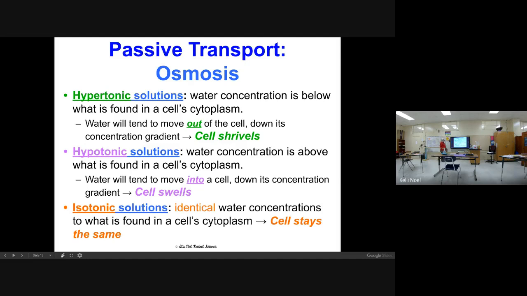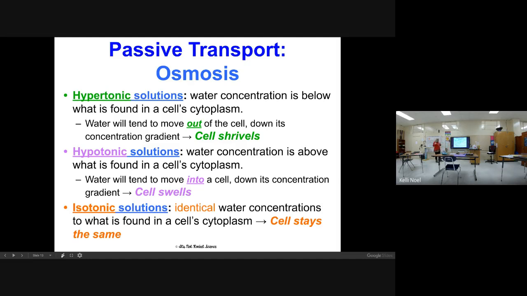So I try to think about this with IV solutions. If you went to the hospital because you were dehydrated and they just put an IV of pure water in your cells, that means the water concentration outside of your cells is higher, and so water is going to actually move in and your cells will swell and it would cause a major problem.